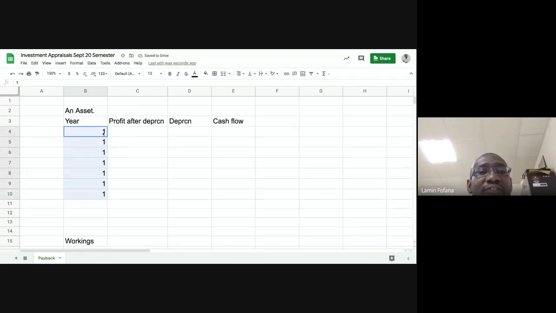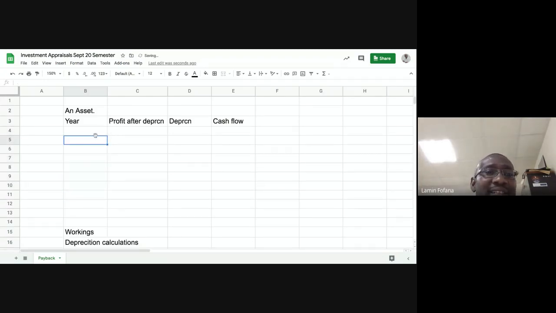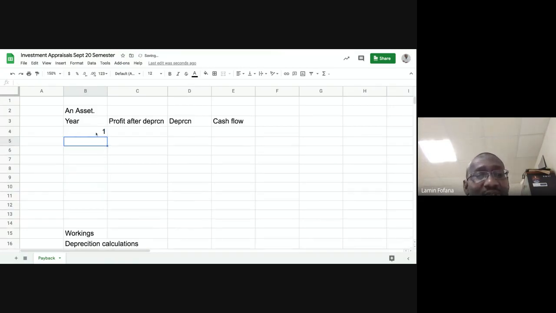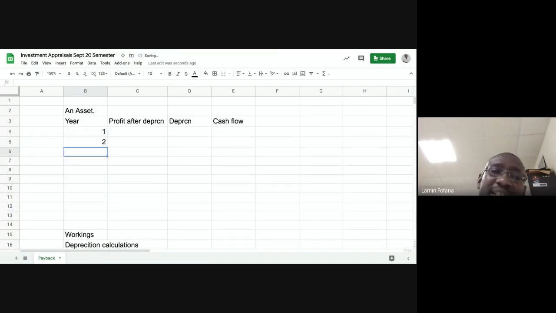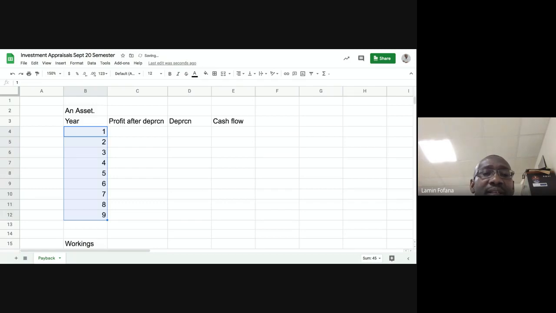Some people will say, okay, you type 1 and you drag. If you type 1 and you drag, it's going to give you only 1. But if you type 1 and then next you type 2, the spreadsheet is going to predict your pattern. And what is your pattern? Your pattern is you are adding 1 to the preceding number. So once you highlight the 2 of them and you drag, it's going to give you a sequential number.